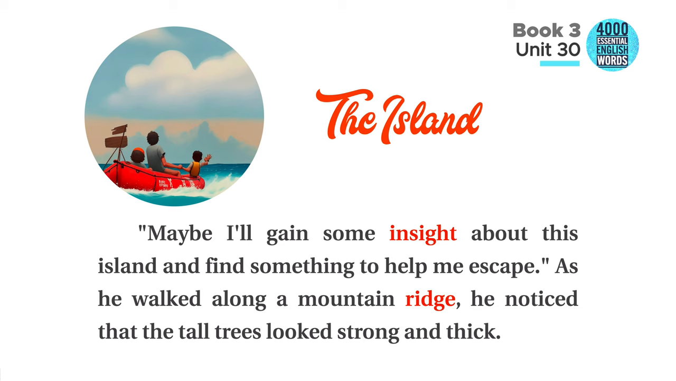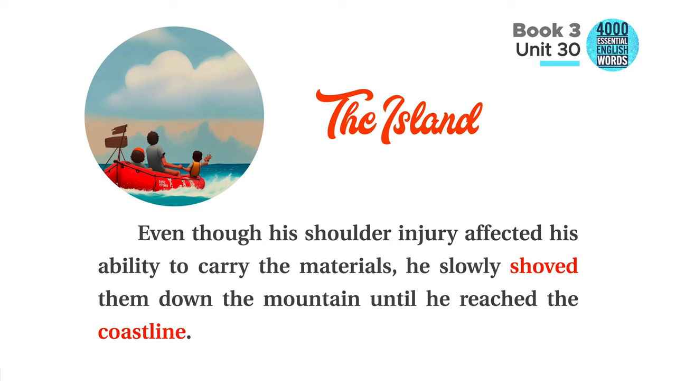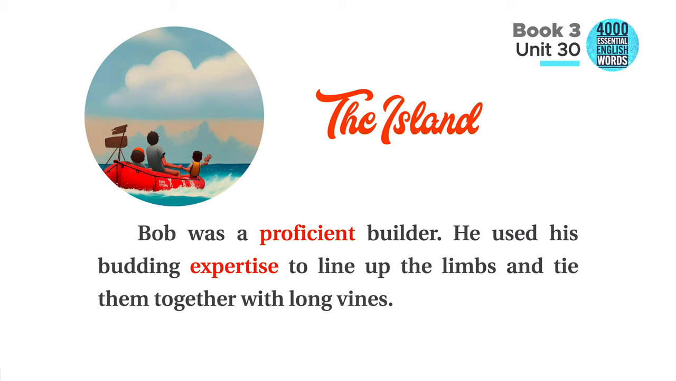As he walked along a mountain ridge, he noticed that the tall trees looked strong and thick. Bob got a brilliant idea. He could build a raft. He cut down some leaves and tree limbs. Even though his shoulder injury affected his ability to carry the materials, he slowly shoved them down the mountain until he reached the coastline. Bob was a proficient builder.